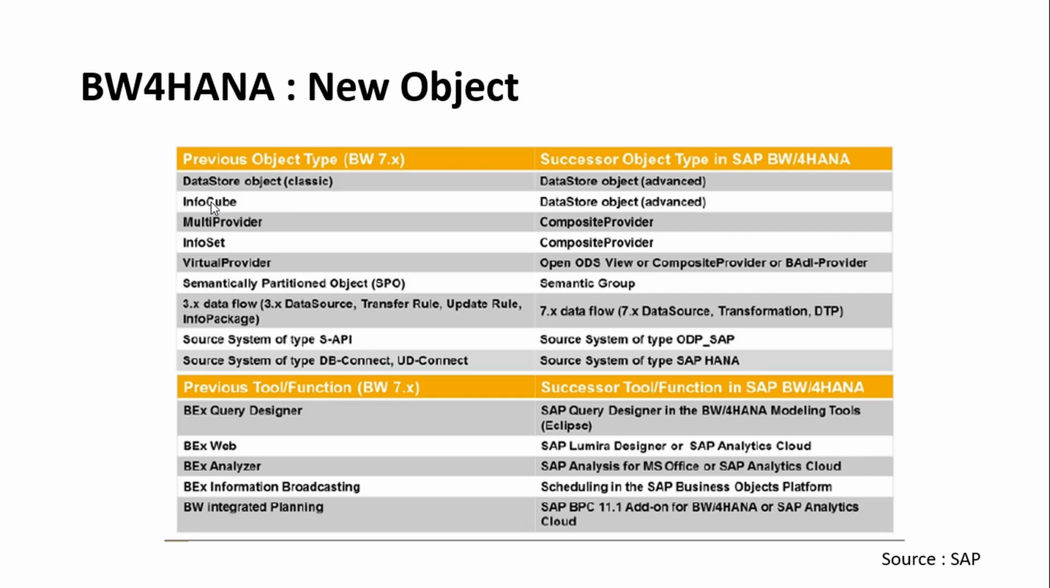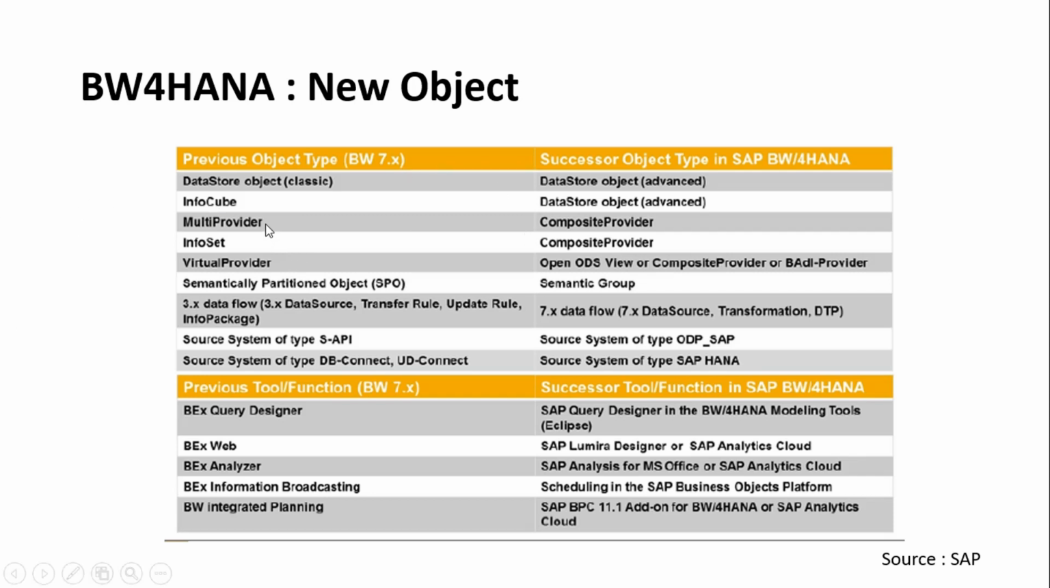But with HANA, and especially BW4HANA, where HANA is the core part of it, we don't need performance improvement for data extraction because HANA is capable of handling the data. So that's why we don't want InfoCube anymore. This is all flat structure now. So ADSO is the main core object which holds the data in BW4HANA. For DSO and InfoCube both, we only have ADSO now. There is no InfoCube available in BW4HANA 1.0 or 2.0.